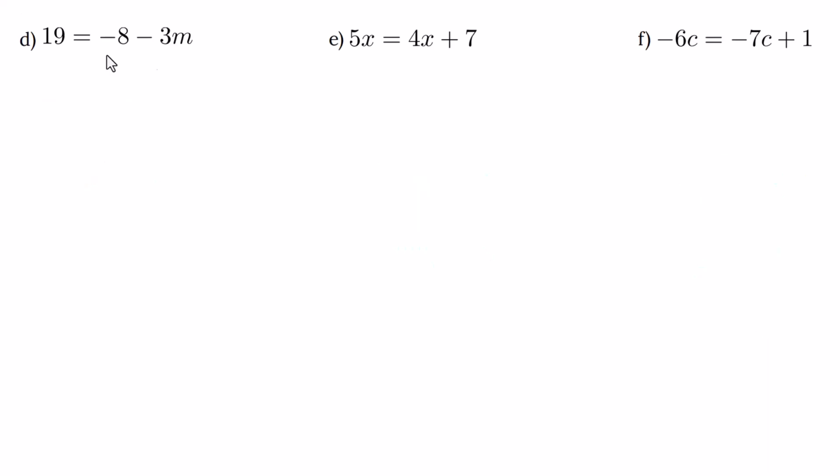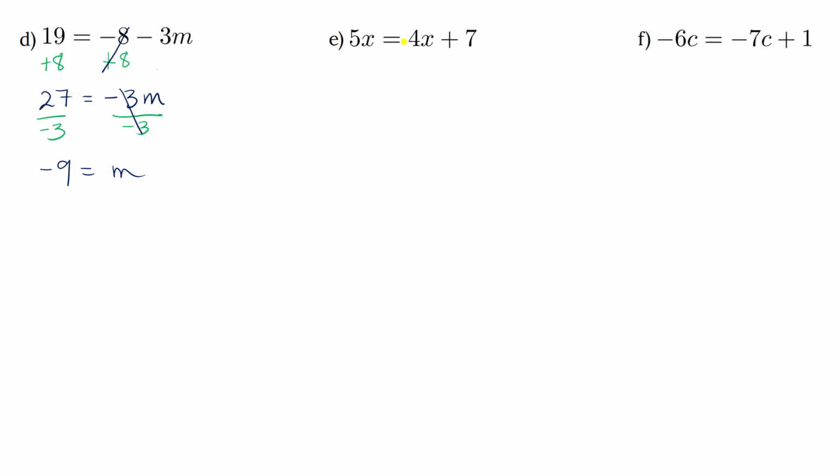For D, we'll start by getting rid of this -8 from the right side. So to get rid of that -8, we're going to add 8 to both sides. 19 plus 8 is 27 equals -8 plus 8, that becomes 0, and we're left with -3m. To get m completely by itself, we'll divide by that -3 in front of it. 27 divided by -3 is -9 equals m.